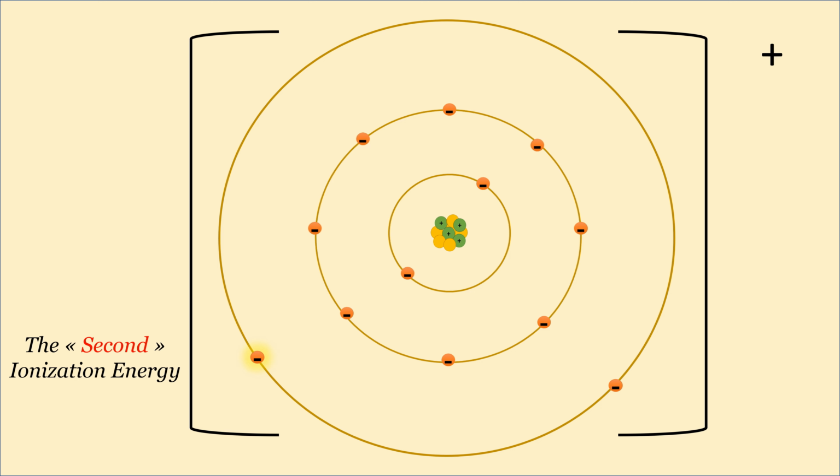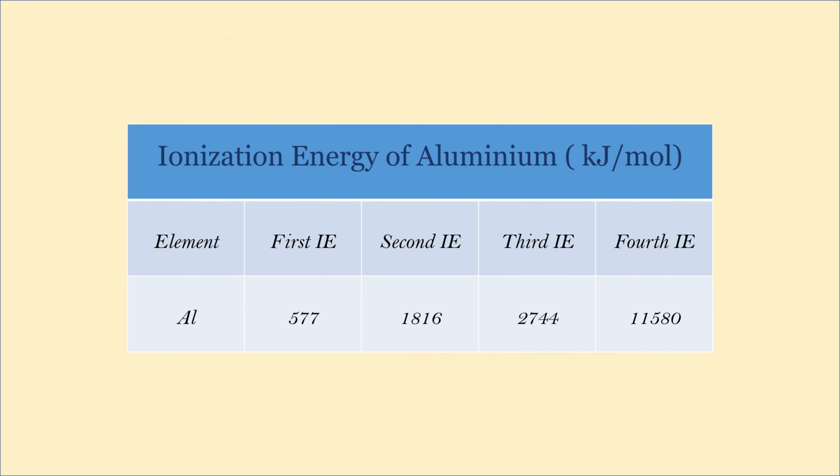The same applies to the third ionization energy, the fourth, and so on. Each successive ionization requires more energy as more electrons are removed, and the remaining electrons are closer to the nucleus. For example, it takes 2,393 kilojoules per mole to remove the first 2 electrons from aluminum, but much more energy is required to remove the third electron.